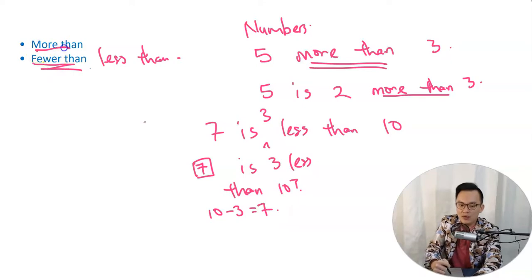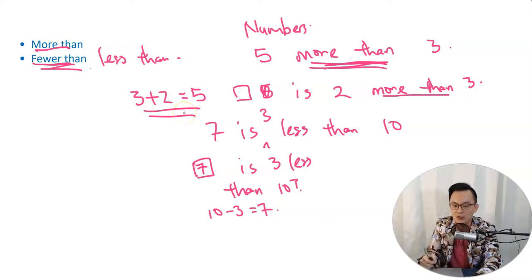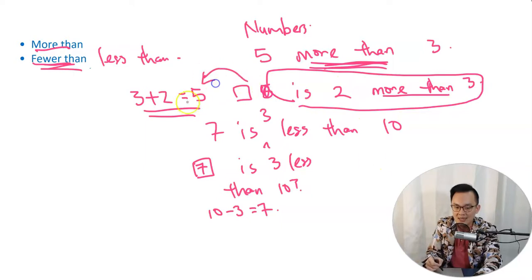Now with all this "more than" and "fewer than," they need to convert it into equations as well. 5 is more than 3, that's simple, 5 is bigger than 3. But the question is, what is 2 more than 3? They need to be able to convert this into 3 plus 2 equals 5. They need to be able to convert this English sentence into an equation like this, and also this English sentence into an equation like this.